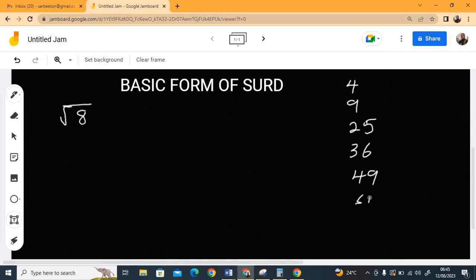64 is a perfect square. 81 is a perfect square. 100 is a perfect square, and so on and so forth. So any single number that you multiply in 2 places that gives a number, that number is a perfect square. So that now comes to this particular case. Here, you are going to think of a perfect square and a non-perfect square that you multiply together that will give us this 8.